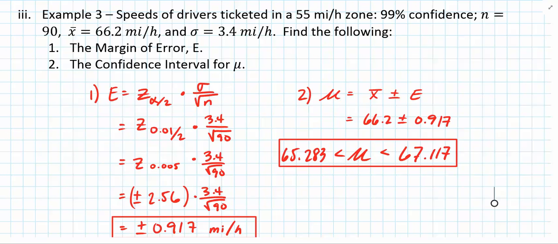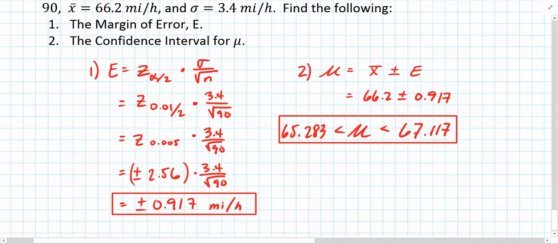Okay, so in this example, the speeds of drivers ticketed in a 55 mile per hour zone with 99% confidence, and the number of tickets that we observed was 90, so that's the number in our sample. The average speed for those drivers in this sample was 66.2 miles per hour, and the standard deviation for all drivers that received tickets is 3.4 miles per hour. For the margin of error, this time we used an alpha score of 0.01. That's the complement to 99%.